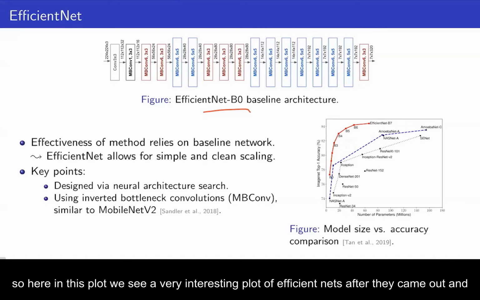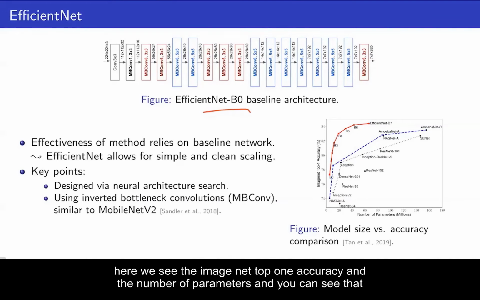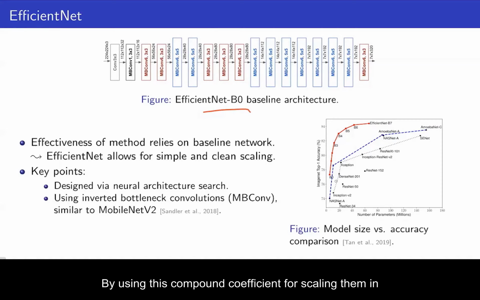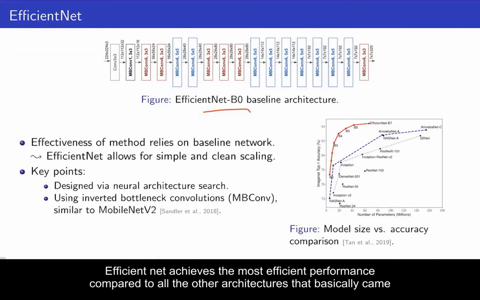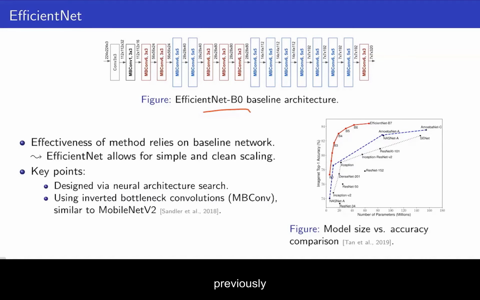Here in this plot, we see a very interesting plot of EfficientNets after they came out. We see the ImageNet top 1 accuracy and the number of parameters. And you can see that by using this compound coefficient for scaling them in a proper manner, EfficientNet achieves the most efficient performance compared to all the other architectures that came previously.